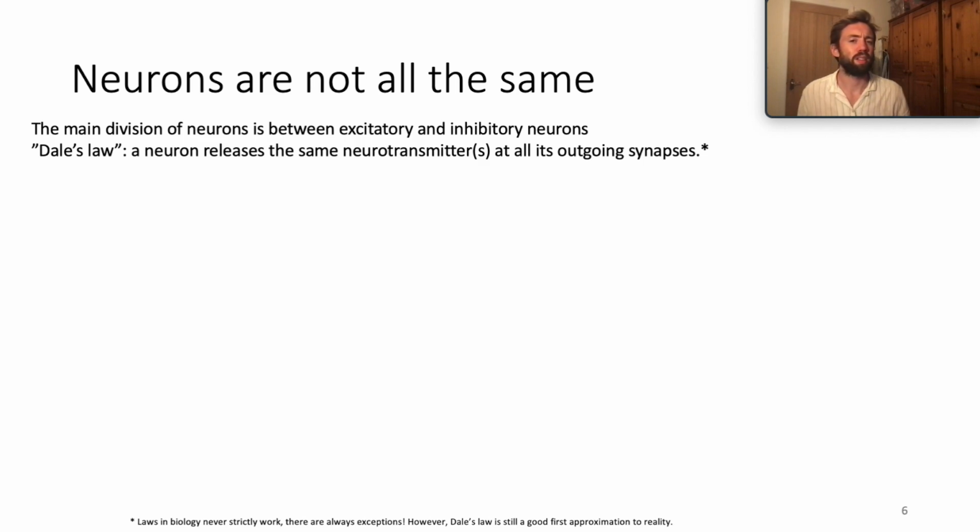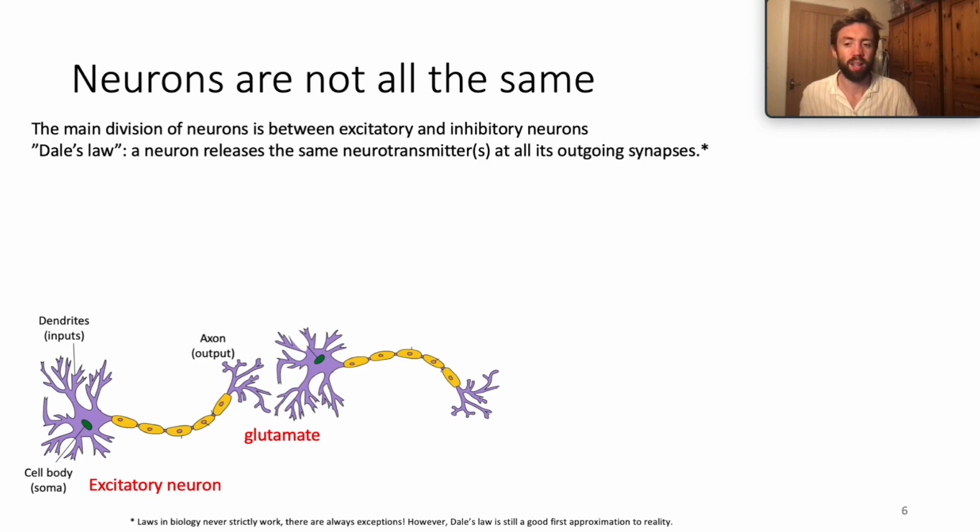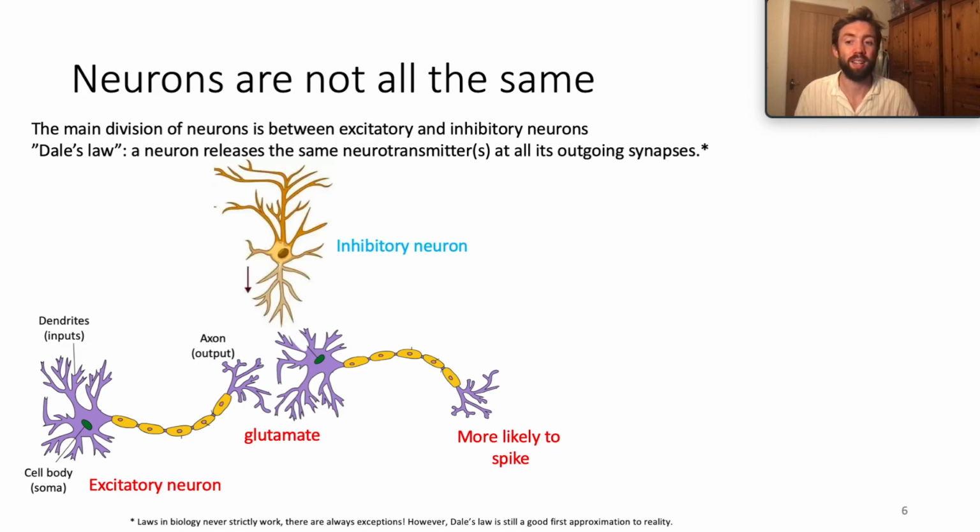In fact, there's a principal division of neurons in the brain between excitatory neurons and inhibitory neurons. So an excitatory neuron is one that releases glutamate as its neurotransmitter. And when this connects via synapse to another neuron, which we call the postsynaptic neuron, this makes this postsynaptic neuron more likely to spike. However, inhibitory neurons release GABA as their neurotransmitter, and when that connects to a postsynaptic neuron via synapse, this makes the postsynaptic neuron less likely to spike.